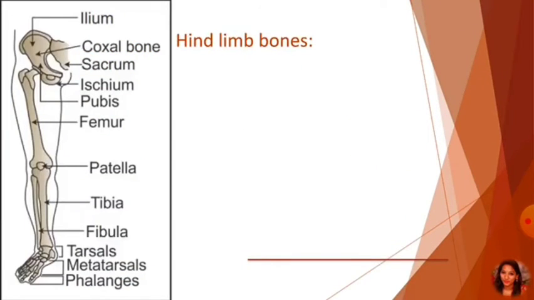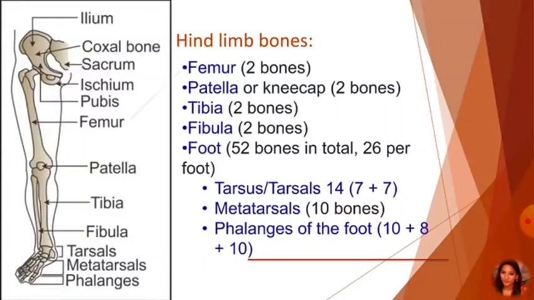Moving towards the next area, that is our foot or the lower area, that is known as the hind limb. Here we consider the femur bone, that is the longest bone in our whole body. There are two in number because both the legs are there. Then the patella, or kneecap, are two in number. Then tibia in two. Then fibula are also there in a two number.